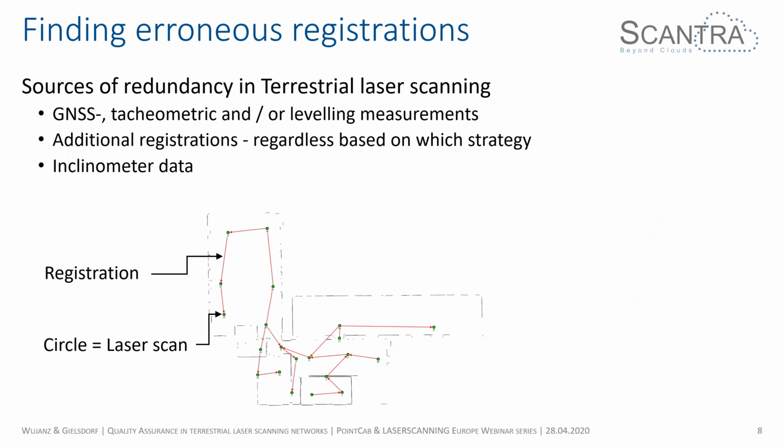So let's get back to redundancy. When we talk about terrestrial laser scanning projects, there are different sources from which you can introduce redundancy. For instance, you can have control points based on GNSS, tachymetric, and/or leveling network measurements. You can add additional registrations, regardless of which strategy was used. Again, please have a look at Martin's and Richard's talk one or two weeks ago. Or inclinometer data. All these pieces of information contribute to the overall redundancy in the network.